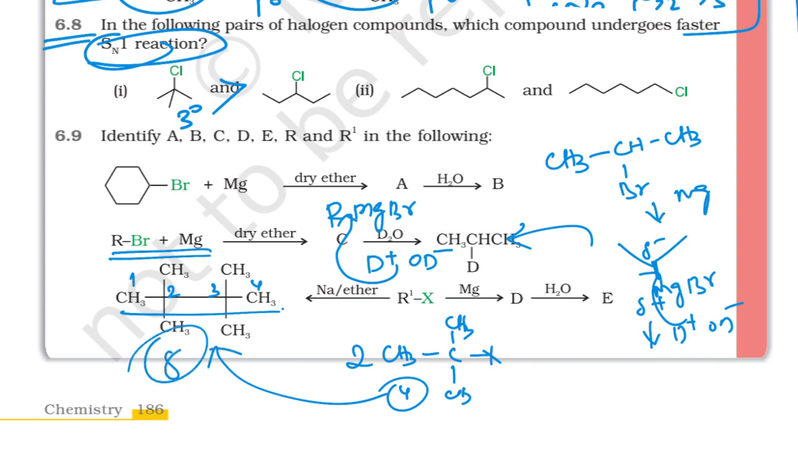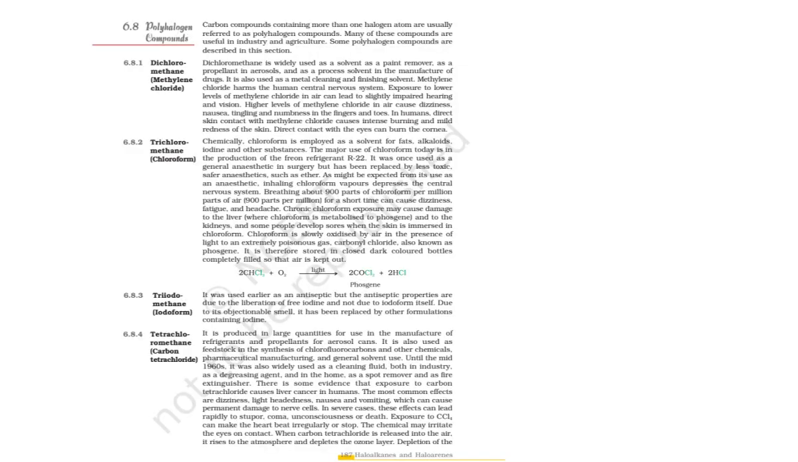So when it reacts with magnesium, what is it going to form? Shall I do it in bond line formula? MgX. When it reacts with H2O, this is delta minus, this is delta plus, and this is going to abstract the proton. There is a formation of this one. So this is 1, 2, 3, so 2-methyl propane is your product. Clear? So we go for the next.